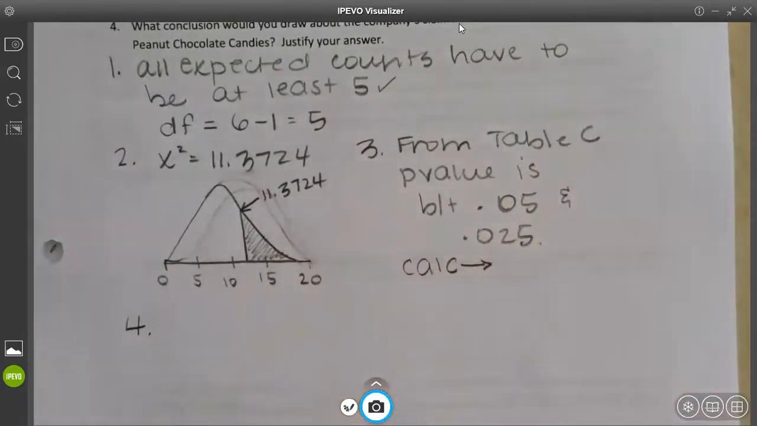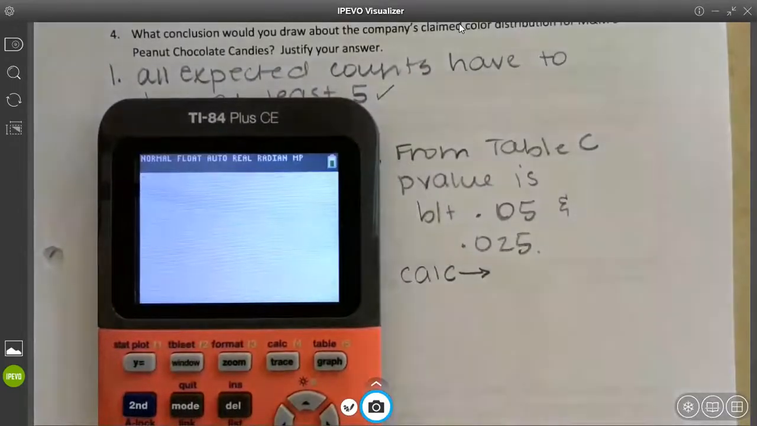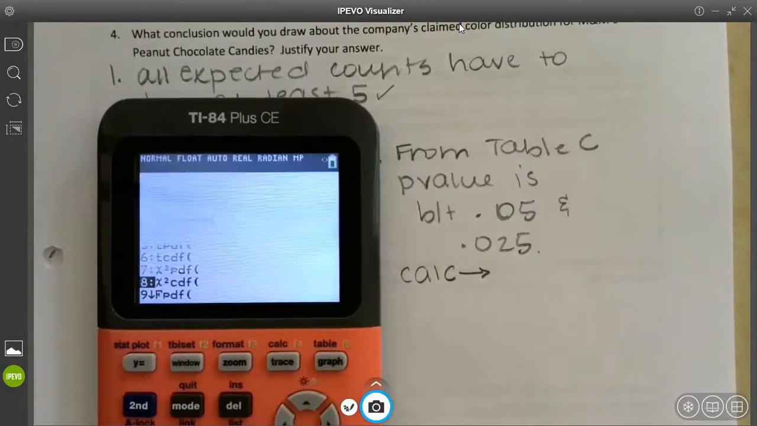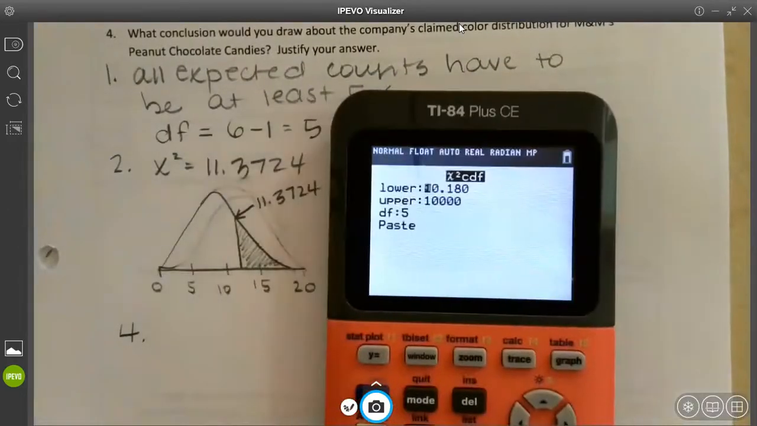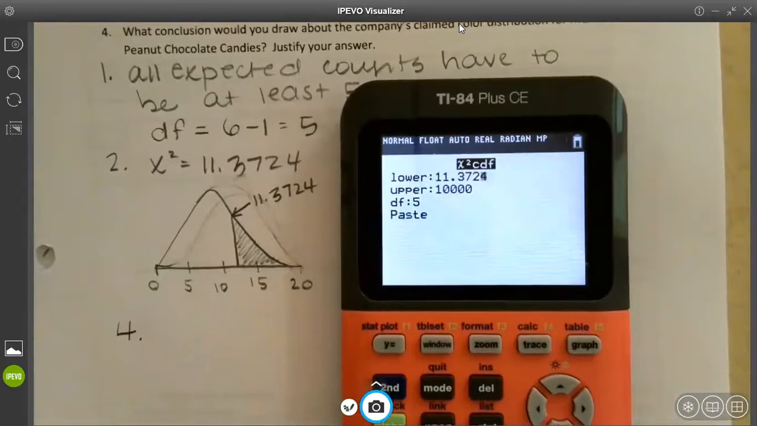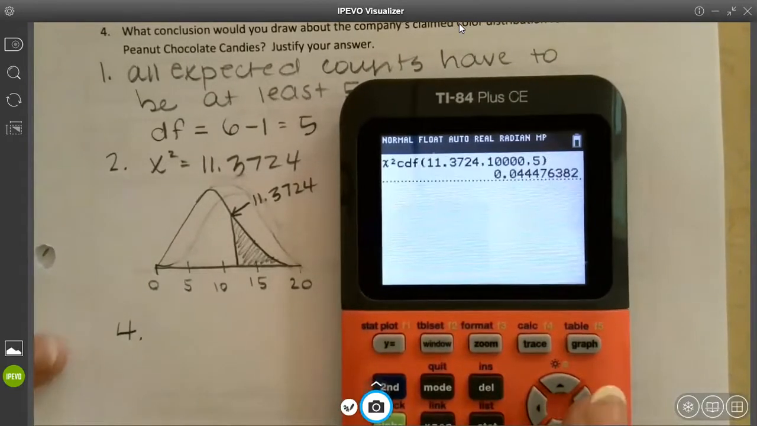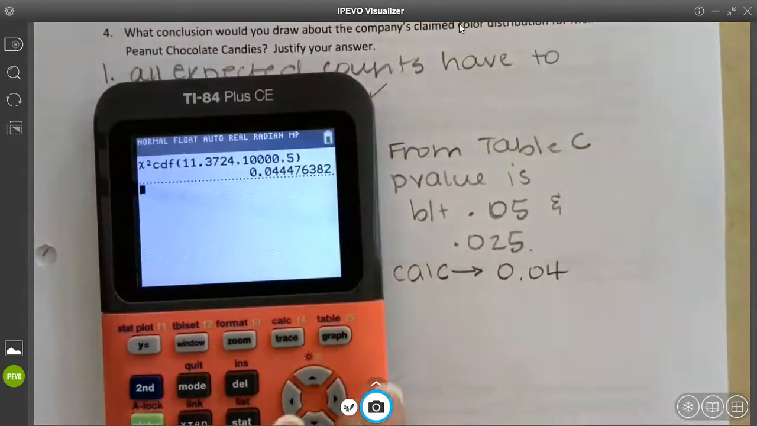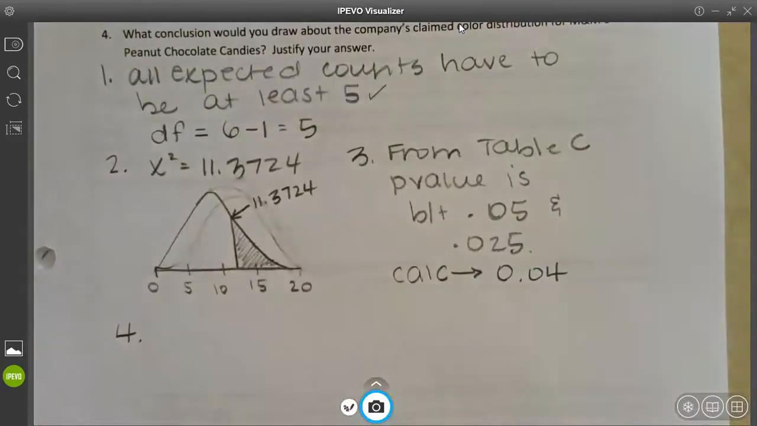Then it says use the calculator. Where do we go? Second bar. CDF. What is our chi-square value? 11.3724. Degrees of freedom are still 5. And paste. And we get 0.04. Is that between those two numbers? Yes.